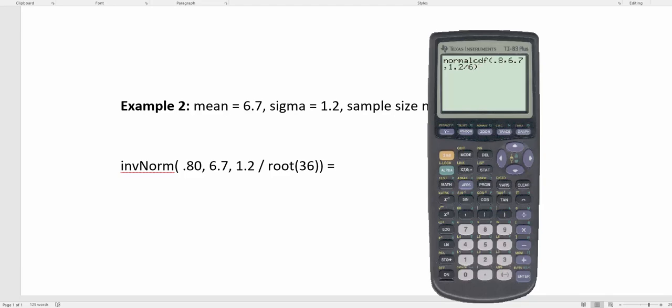Oh, I'm doing a completely different function. I apologize. We need to do inverse normal. 0.8, 6.7, and 1.2 divided by 6. 0.8 is the cutoff that we want, right? 6.7 and 1.2 over 6. Okay, good. So we get minutes, right? 6.87 minutes.